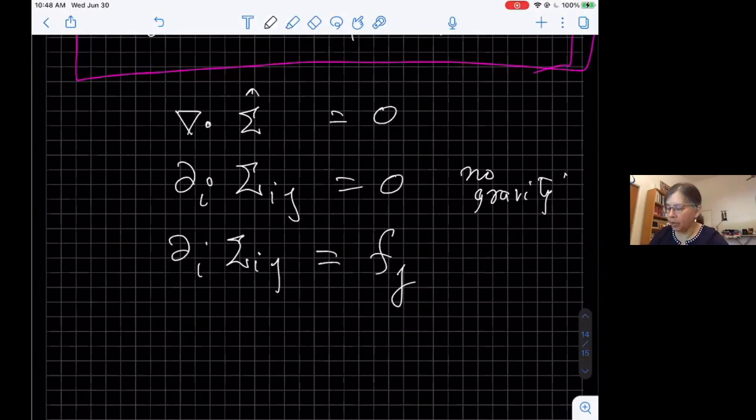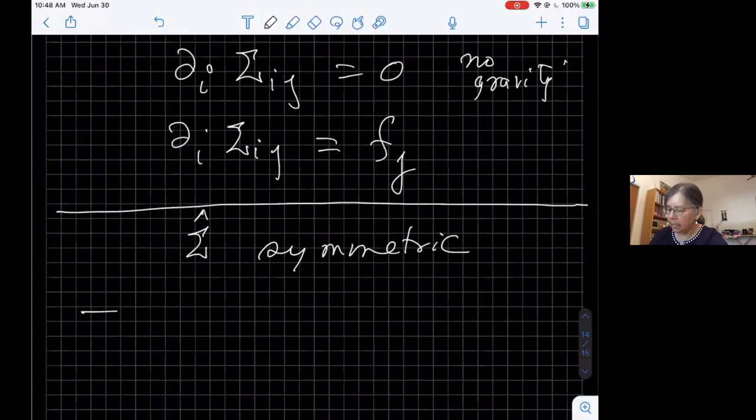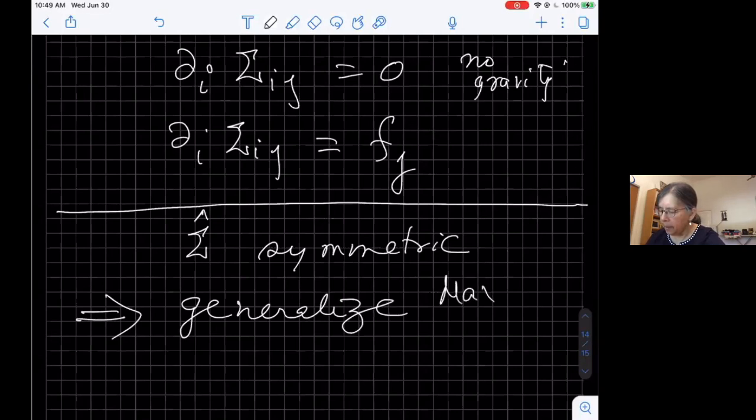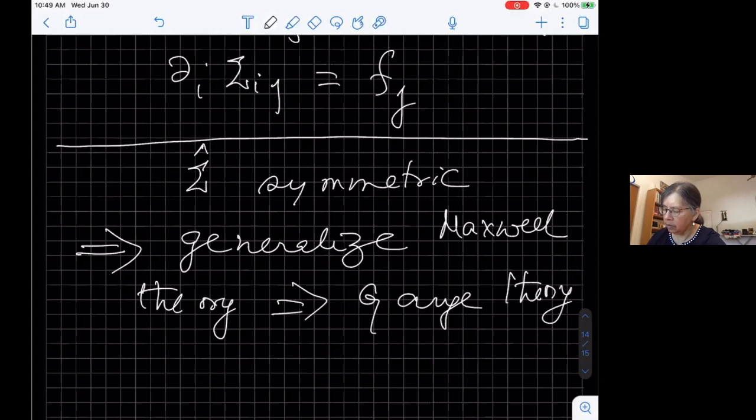And so what I will argue is this. The last two lectures will be completely devoted to this: that divergence of sigma zero and sigma symmetric leads to a kind of generalized Maxwell theory. So a kind of electromagnetism or a gauge theory, which is emerging here from constraints.